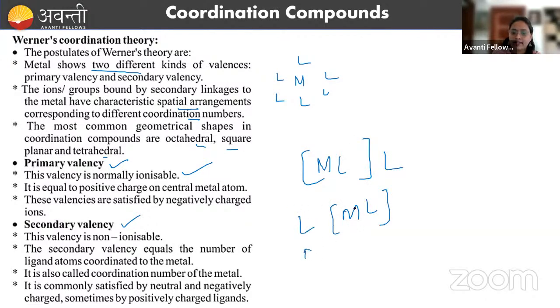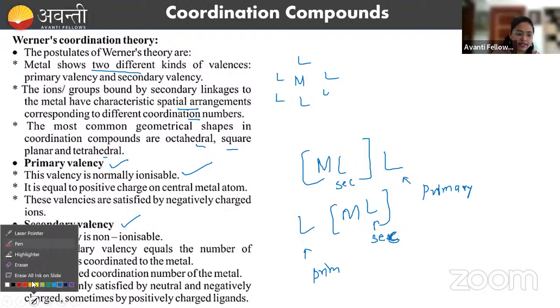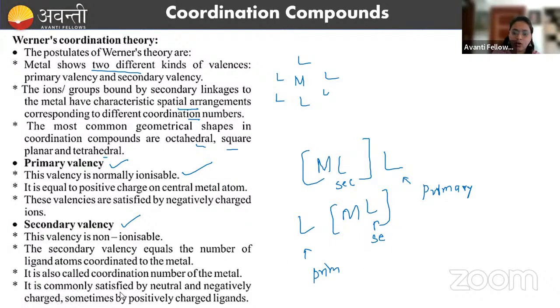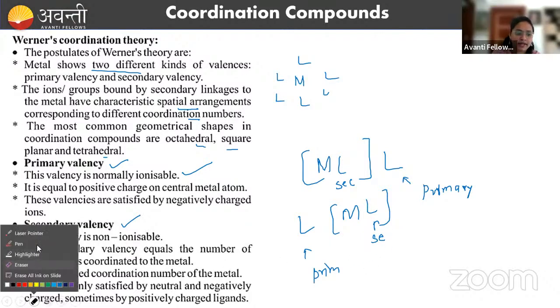Certain ligands are present here at the start and certain ligands are present at the end. These are primary valencies. This is primary valency. And those which are inside, these are secondary valencies. Is that understood by everyone? Secondary valencies are present here, and primary valencies are present here.